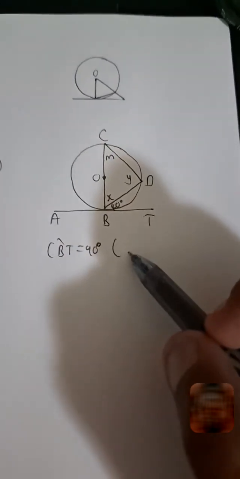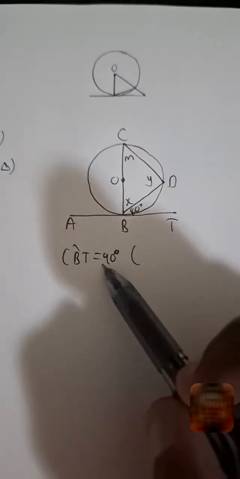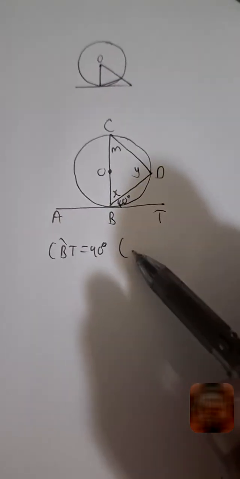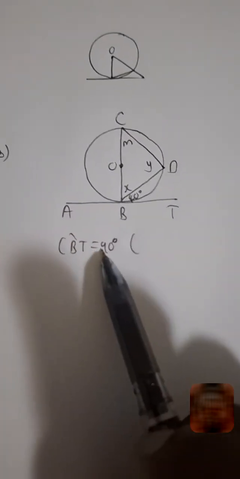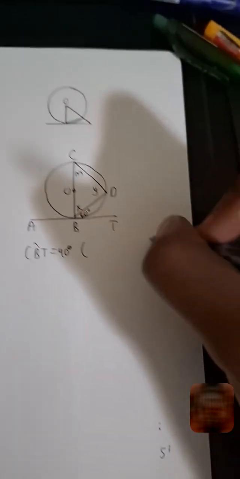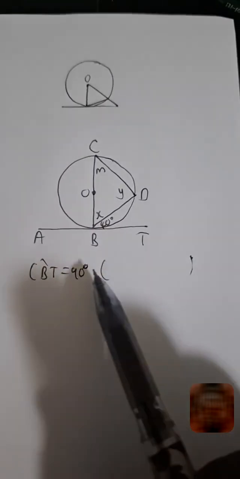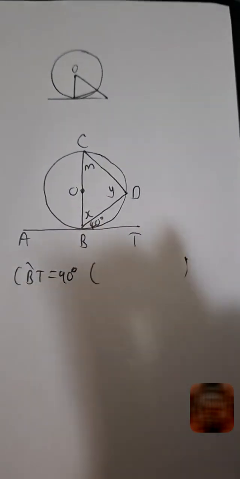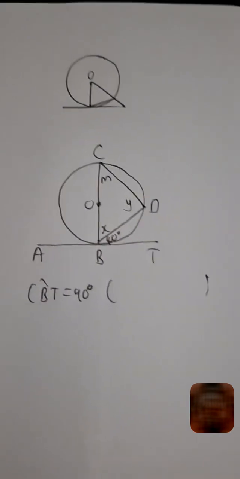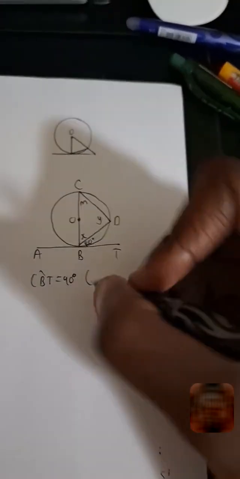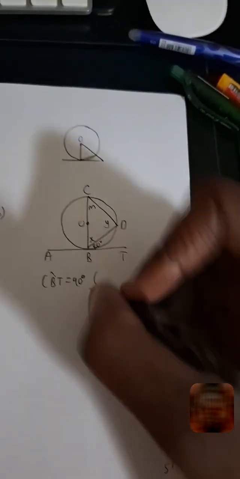Just before that, we wrote the statement CBT is equal to 90 degrees. I fully agree, but what is the reason? What reason do you write as the supporting reason why you say CBT is 90? Because here in South Africa, every statement is followed by a reason. My reason is that when a straight line and the radius meet, they form 90 degrees.